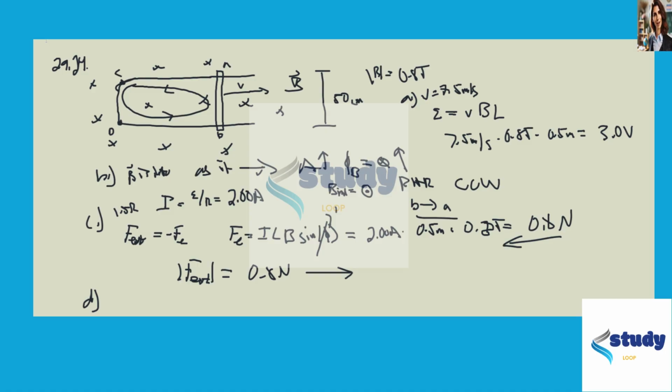So for mechanical work, this is F times the velocity. This is the rate of mechanical work, and that's going to be 0.8 newtons times 7.5 meters per second. And this comes out to exactly 6.0 watts. And we're going to compare this to the rate at which thermal energy is developed in the circuit, and that is given by I squared R. So that is given by 2 squared times 1.5.